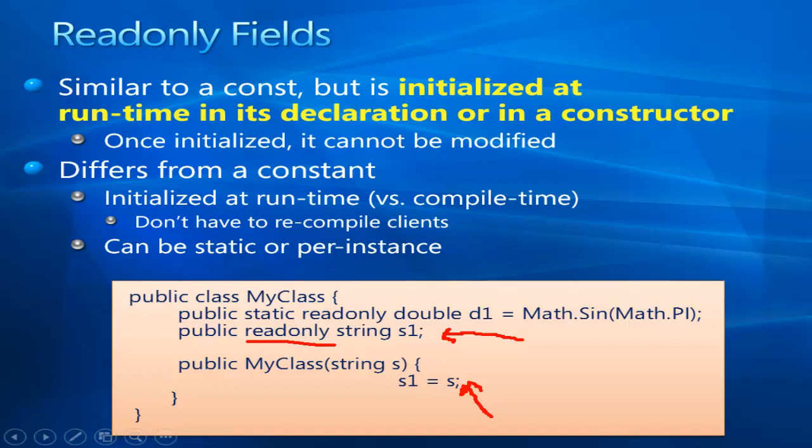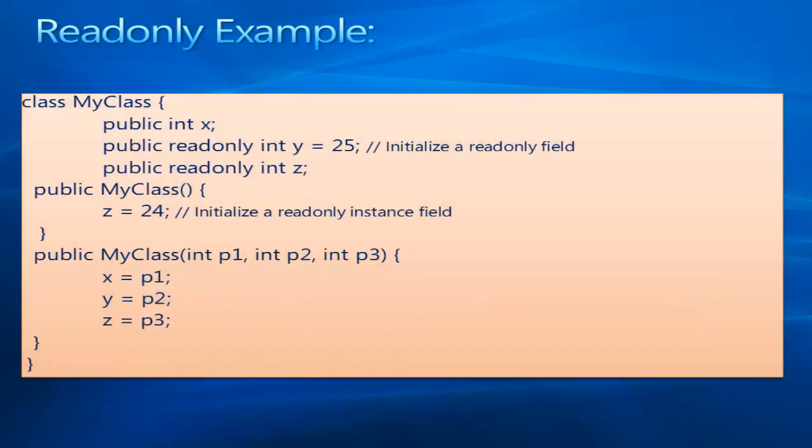So you can directly assign a value at the declaration. This is allowed, and as well there is flexibility in the constructor. You can assign a value to the readonly members. So this is something that you can use if at all you want to use a constant. So let's look at an example over here.